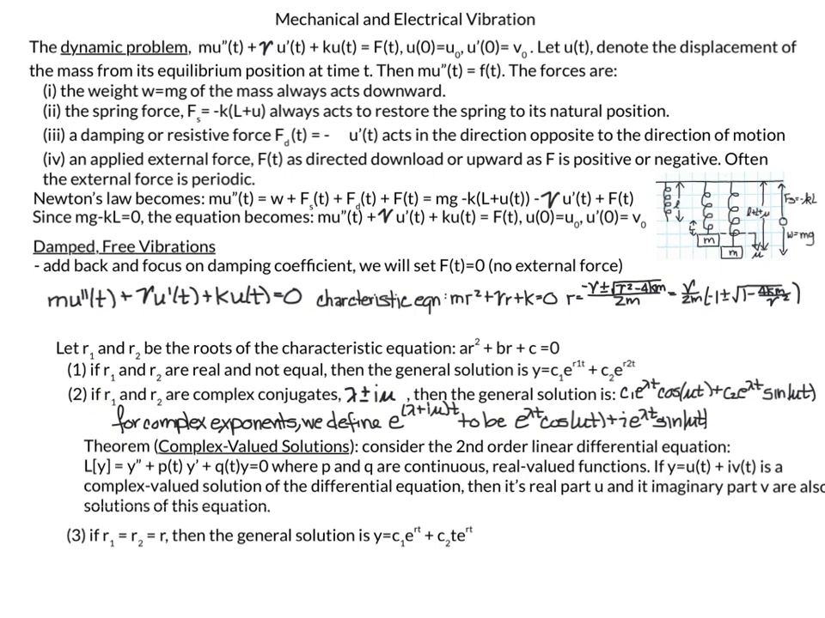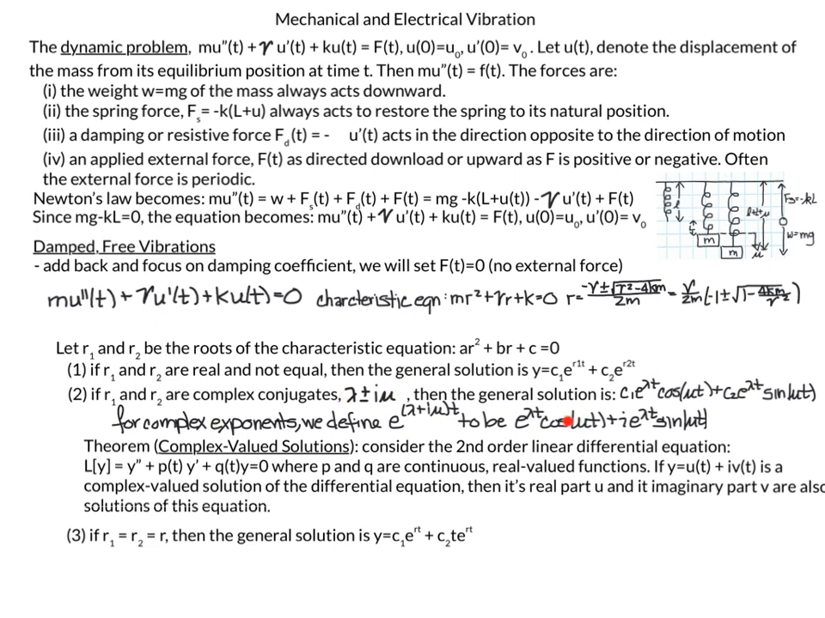The second one is if r1 and r2 were complex conjugates, and that occurs when this part of the square root is negative. And then our general solution was c1 e to the lambda t cosine mu t plus c2 e to the lambda t sine mu t. And how did we get that? We looked at our complex coefficient, if r was equal to, say, lambda plus or minus i mu, lambda being a constant and mu being a constant.